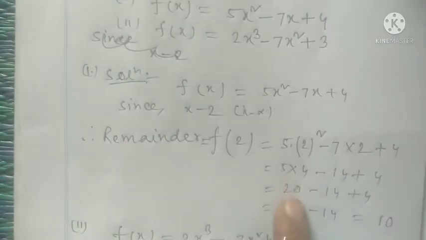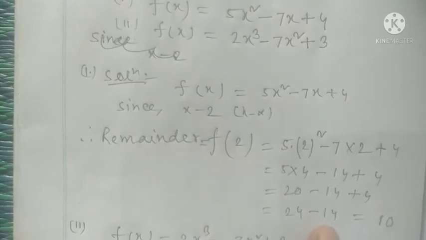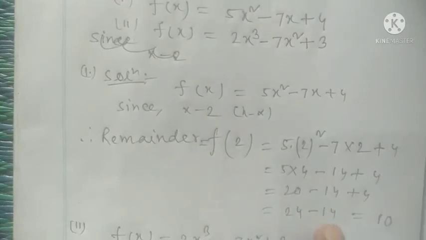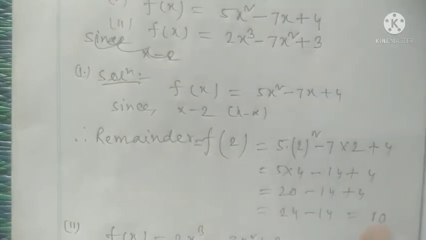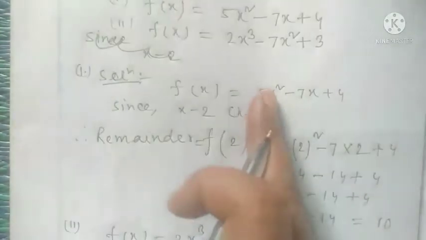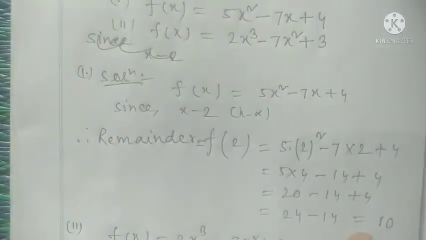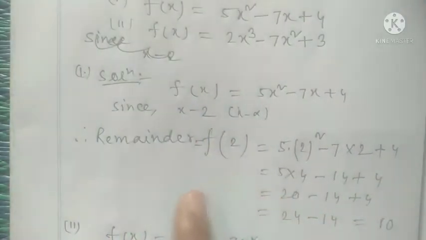In the next line, 5 fours are 20, minus 14 plus 4. So 20 plus 4, then you get 24, and minus 14 is there. After that you have to subtract 14 from 24, then you get 10. So 10 is the remainder. If you divide this equation by x minus 2, the remainder will be only 10. So the first question answer is done.